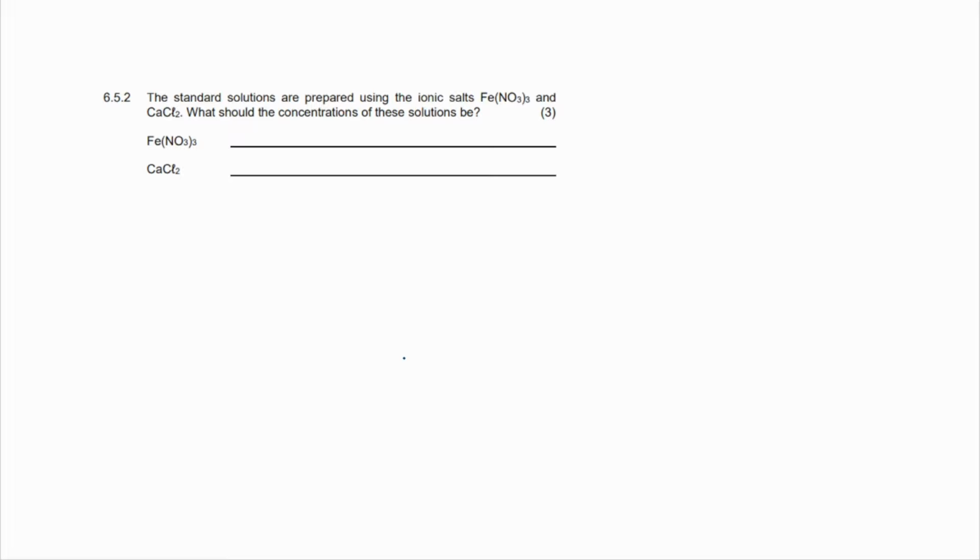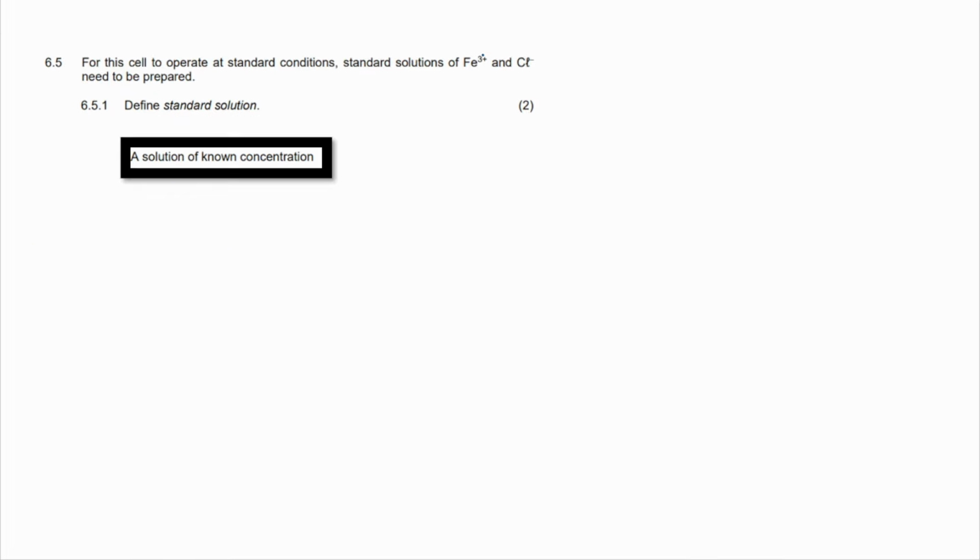They then say the standard solutions are prepared using the ionic salts, iron nitrate and calcium chloride. What should the concentration of these solutions be? Obviously this is for 3 marks, and a lot of people just think, oh no, it's just 1 mole per decimeter cubed. But that's what they need to be, of these ions. They told us about these ions, so we need these ions. In standard conditions we need 1 mole per decimeter cubed of that and that.